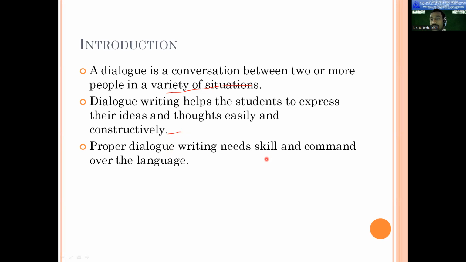Proper dialogue writing needs skill and command over the language. So this is a skill. And how can we master a skill? By practice only. We only have to practice. For anything, not only communication skills, any other skill, it may be a technical skill, it may be language, it may be any soft skill, how can we practice them? Only one way is there, and that is practice. You have to just practice it again and again. You need to spend time over that skill, then only can you master it.